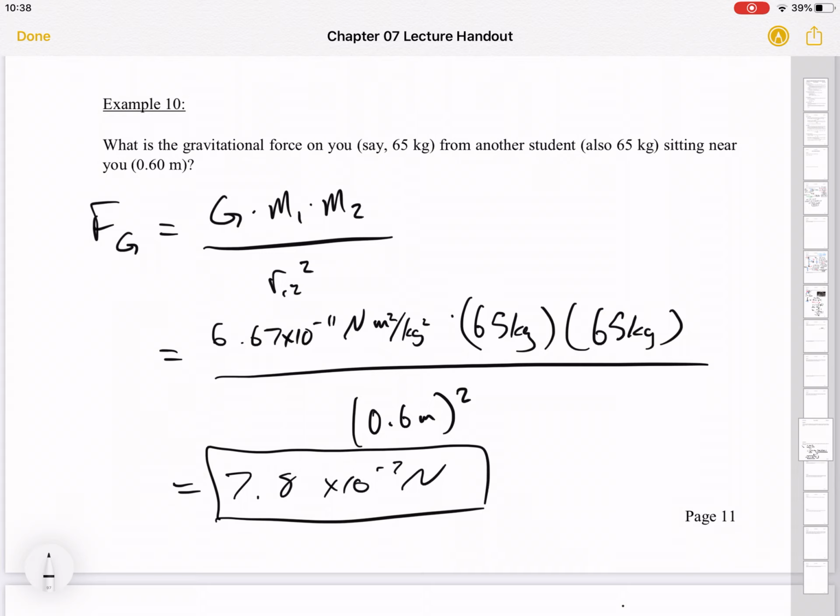So this, compared to, say, the gravitational pull of the Earth, is minuscule, right? Tiny, tiny thing. So you don't notice it because there's another force on you that's much, much bigger, right? Plus, sure, you're gravitationally attracted to the student on your right, but you're also gravitationally attracted to the student on the left. So there are lots of other forces that would act to cancel these out.